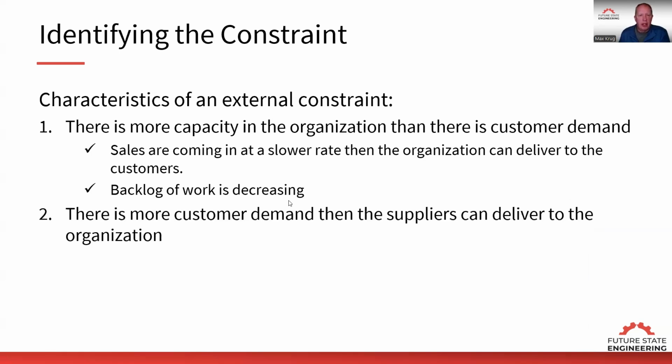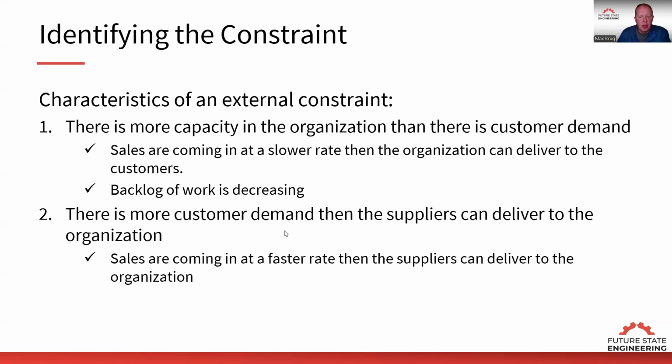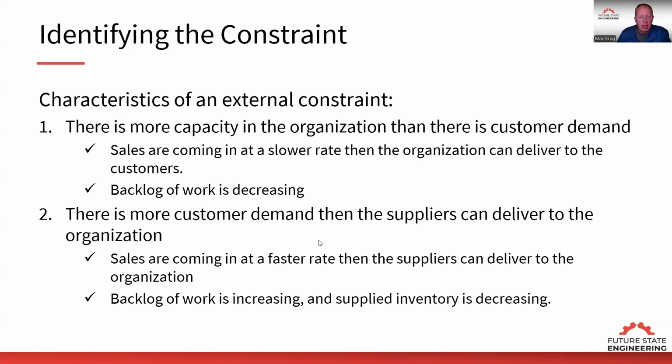But we can also have an external constraint with our suppliers. So don't forget about your supply chain. So there's more customer demand than the suppliers can deliver to the organization. So sales are coming in at a faster rate than the suppliers can deliver to the organization. And the backlog of work is increasing and the supplied inventory is decreasing. So where is that external constraint? Is it in sales or is it in the supply? It's important to identify that.